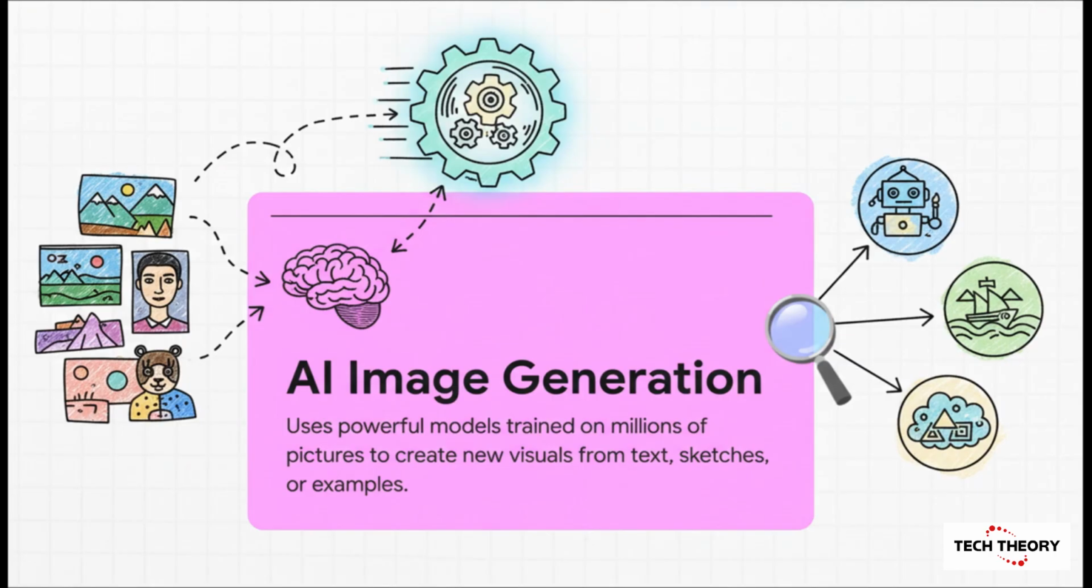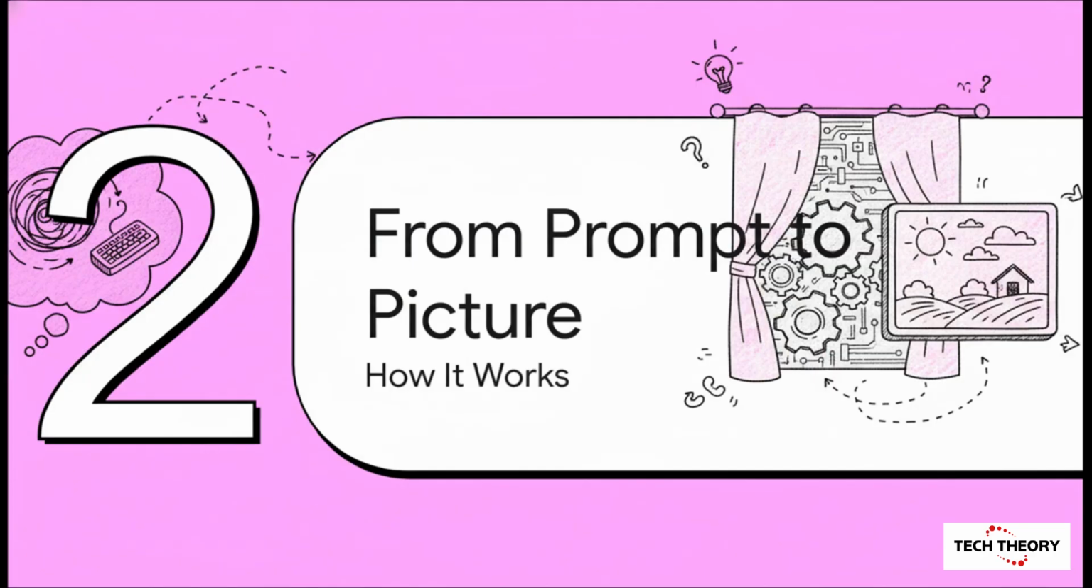Okay, so at its core, AI image generation is a technology that learns from a gigantic library of existing images. And I mean, we're talking millions of them. It uses all that knowledge to cook up completely new visuals. And yeah, this is the engine behind those big names you've probably heard of, like DALL-E, Midjourney, and Stable Diffusion. So that's the what, but the how? Well, that's where things get even more fascinating. Let's pull back the curtain and see exactly how your text prompt becomes a finished picture.